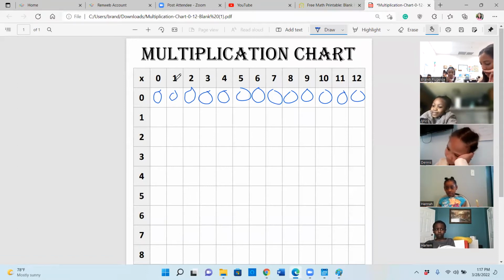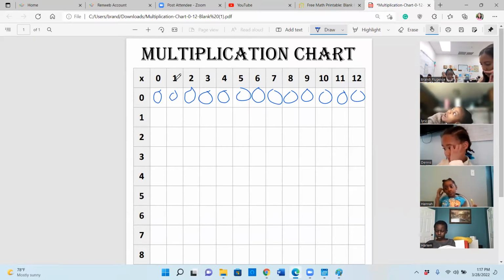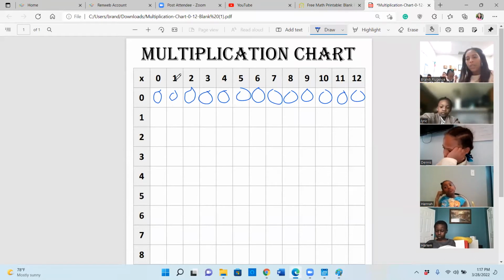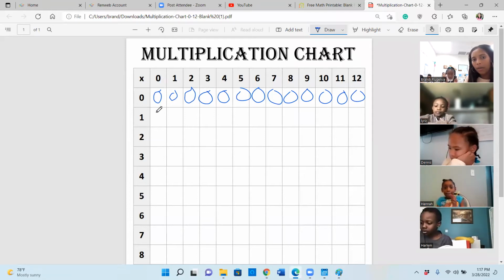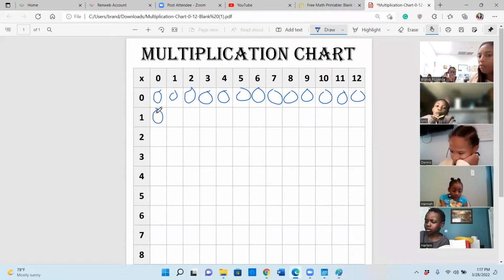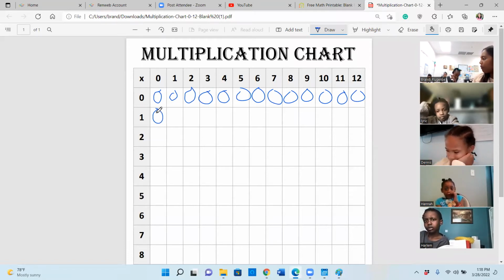Okay, do we all have 0? Yes, ma'am. All right, let's go ahead and move on to 1. So now we'll do 1. We have 1 times 0. That will obviously be 0. So put a 0 here. There's a lot of zeros. Pretty much that whole first row will be zeros.